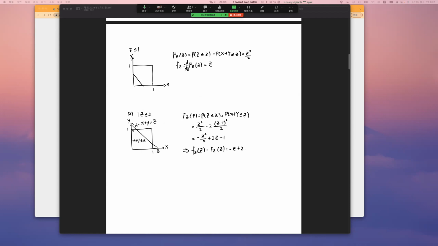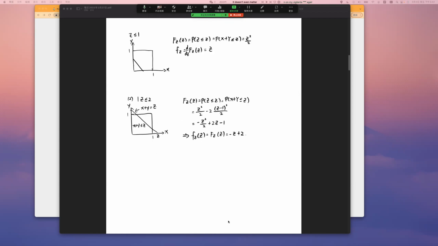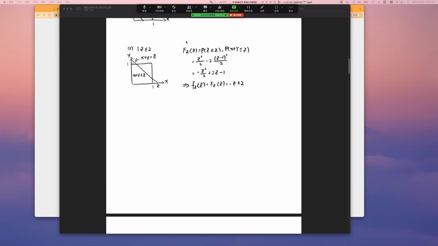So it's the area of this part, which equals z squared over 2 minus these two triangles, which is 2 times (z minus 1) squared over 2. And the answer is minus z squared over 2 plus 2z minus 1. And f_Z is minus z plus 2. And that's it for this problem.